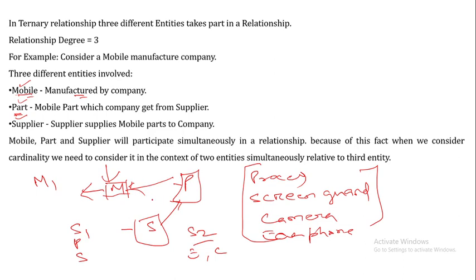So this is how, if three different entity sets exist, the ternary relation occurs and how we are going to represent it using your ER diagram.